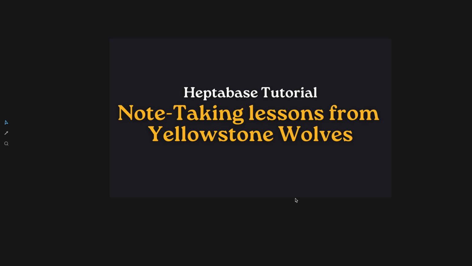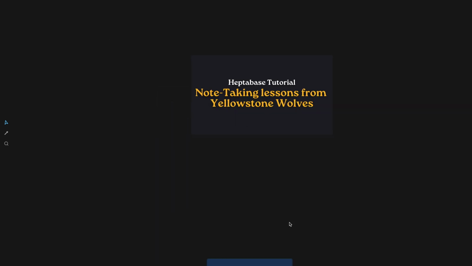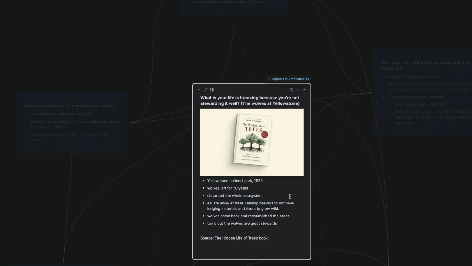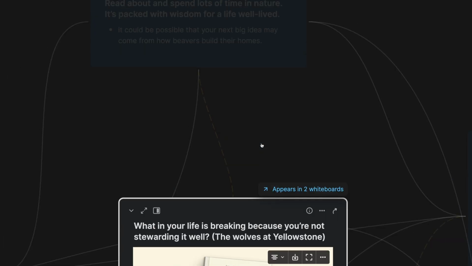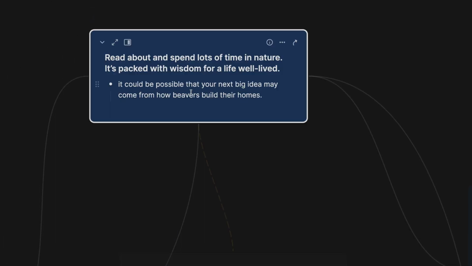All right. So to start off, I was reading this book, The Hidden Life of Trees, and I barely scratched the surface. I actually was reading the sample version of this book just to see if I wanted to continue reading it, and I do want to read this book. But the first thing that I want you to take away is we want to read about and spend lots of time in nature, right? It is packed with wisdom for a life that is well lived.